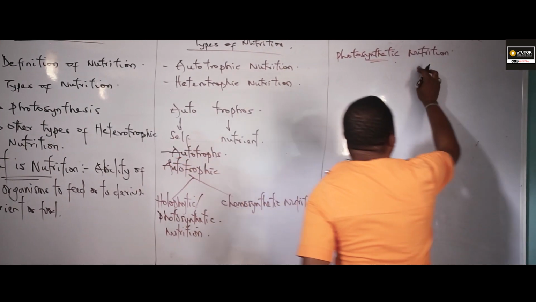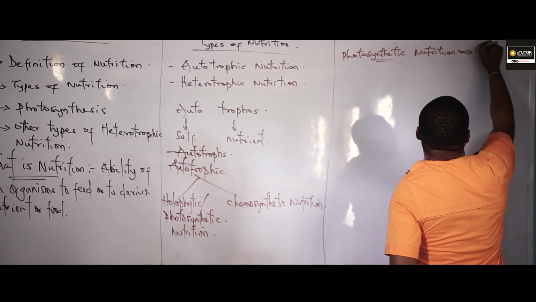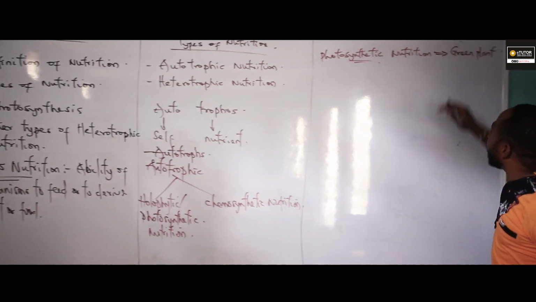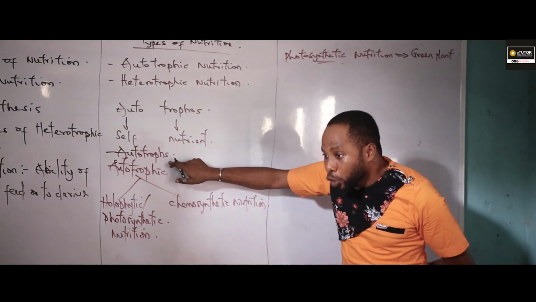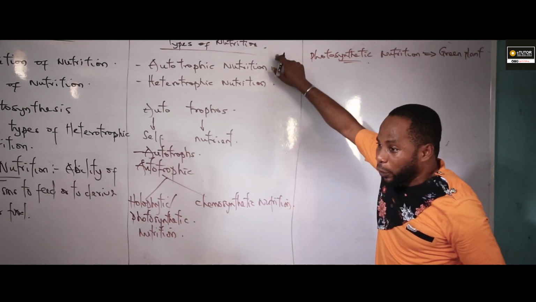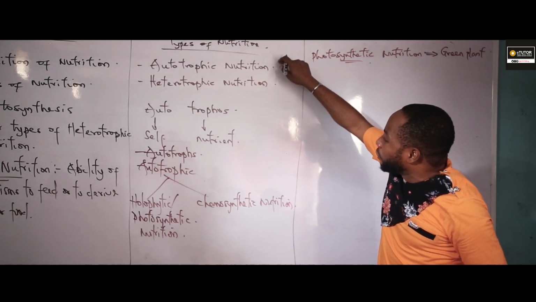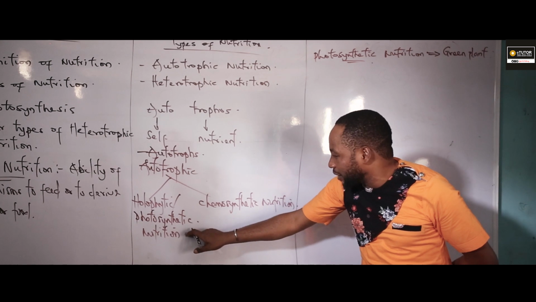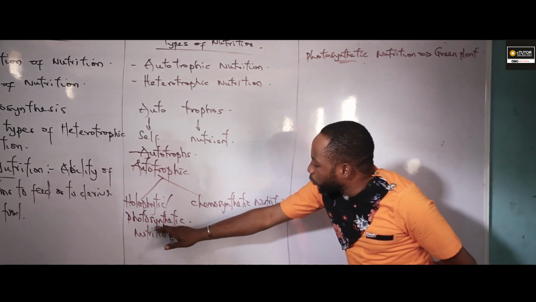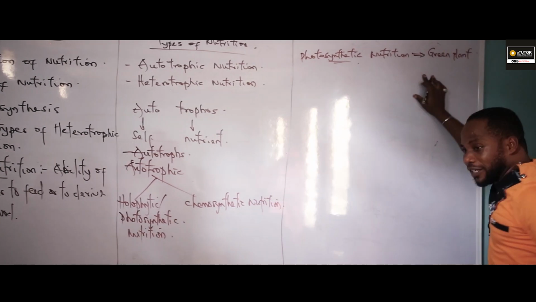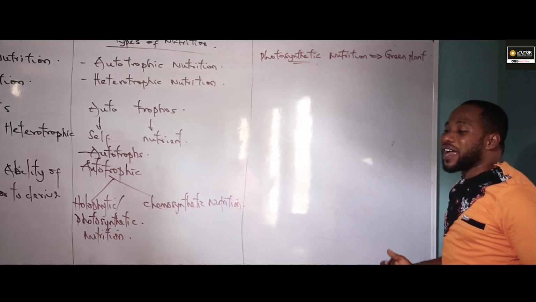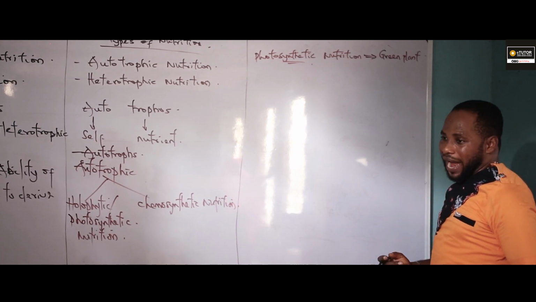Now, this type of nutrition is carried out by green plants. So we can also call green plants autotrophs, because autotrophs are organisms that carry out autotrophic nutrition. The types of autotrophic nutrition are holophytic or photosynthetic, and chemosynthetic nutrition. So photosynthetic nutrition is defined as a nutrition in which an organism, which is a green plant, manufactures its own food using inorganic substances in the presence of sunlight.